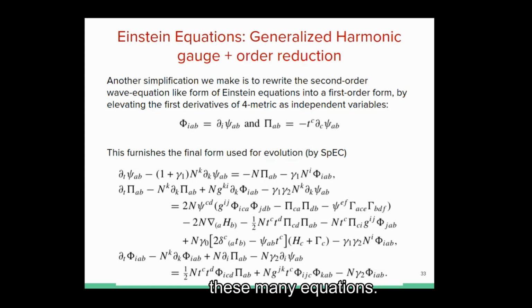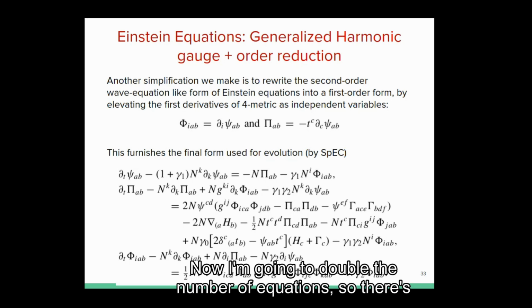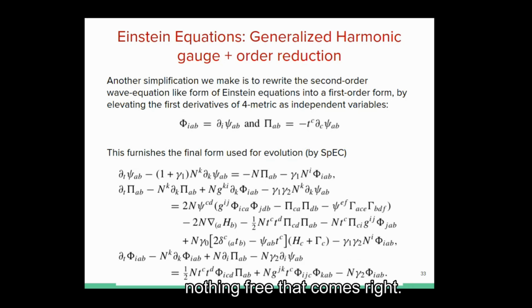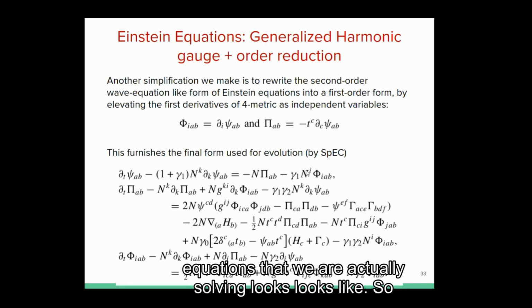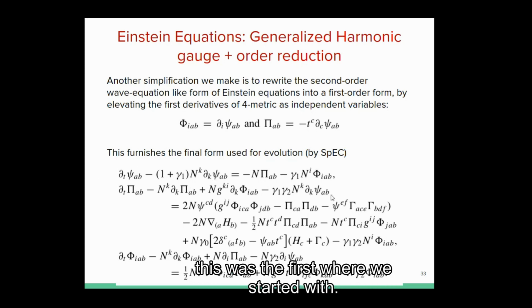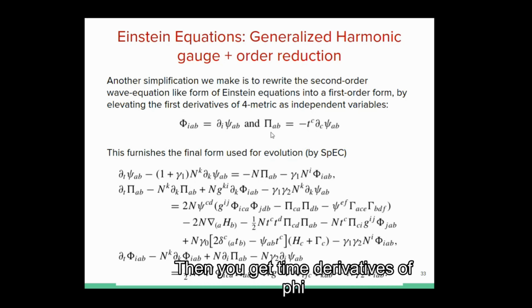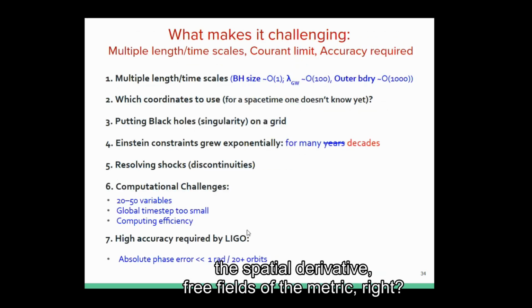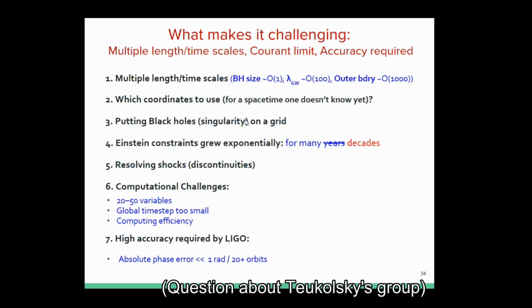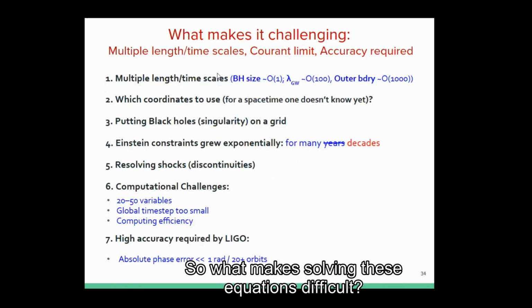I already had these many equations. Now I'm going to double the number of equations. So there's nothing free that comes. This is the scary part. This is what Einstein's equations that we are actually solving look like. So this was what we started with. Then you get time derivatives of phi, the time derivative and spatial derivative, free fields of the spectrum. Was Choptuik's group involved? Yes.